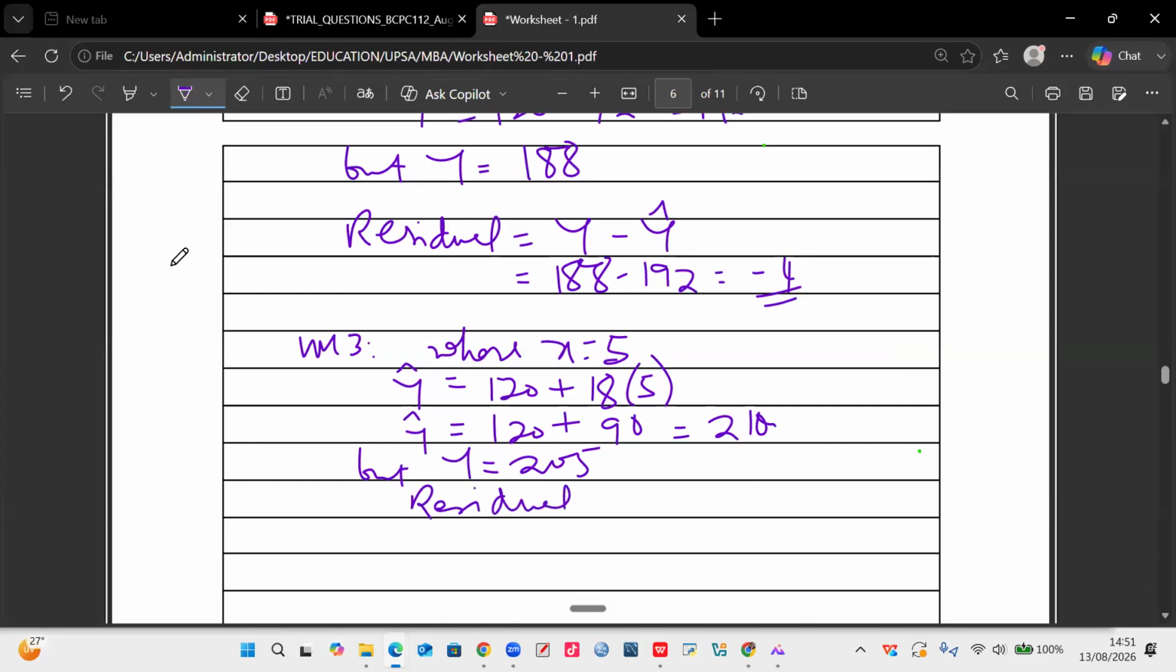Do you see the way I'm solving it? If you just add up anything and don't write it down, the examiner won't know what you are doing, and he might mark you wrong. So y is 205 minus 210. What do you have? Negative 5.